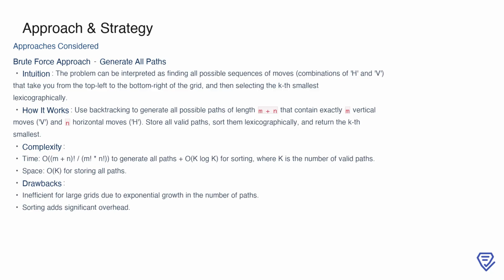However, this approach quickly becomes inefficient for larger grids due to the exponential growth in the number of paths. The time complexity involves generating all possible paths, which is proportional to the binomial coefficient (M plus N) choose M, and sorting these paths adds further overhead. Additionally, the space required to store all the paths makes this method impractical for larger inputs. While straightforward, it's clear that this approach isn't scalable for large grids or high values of M and N.